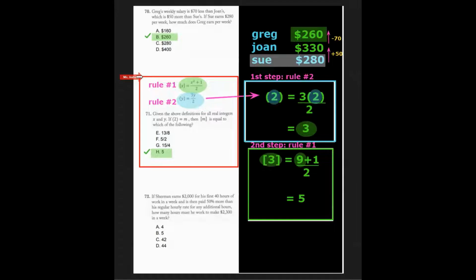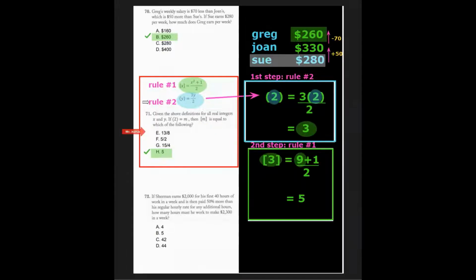Question 71. 2 rules are given to you. Square bracket X means that you take the number X, square it, add 1, and divide by 2. Rule number 2, round parentheses Y, means that you take triple Y and divide it by 2. Given the above definitions for all real integers X and Y, if round 2 is M, then square braces M is equal to which of the following?